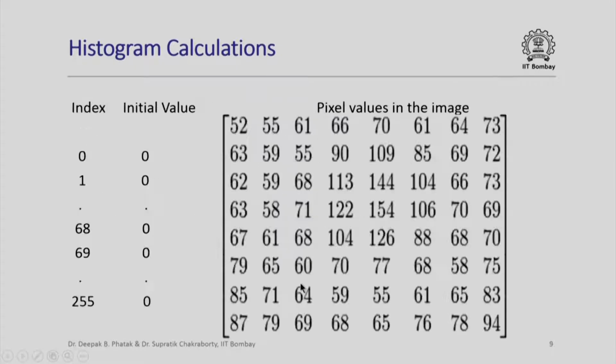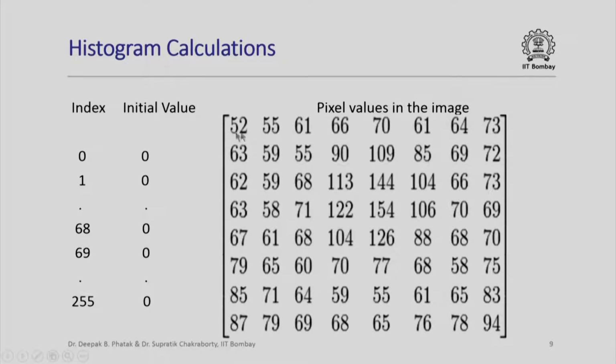So let us look at the possible procedure. Here I have shown the pixel values in the image, and here I have shown the histogram array. This would be the index 0, 1, 2, 3, 4 up to 255. We will start with an initial value of 0 for all these elements. The calculation that we will perform could be as follows.